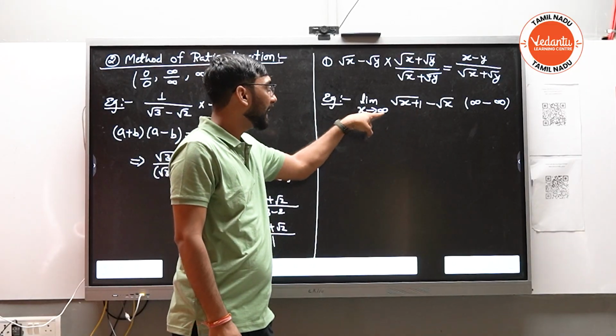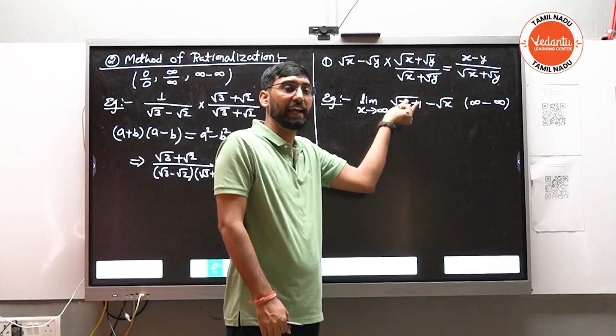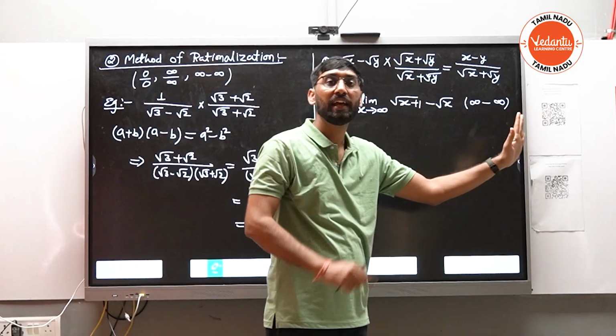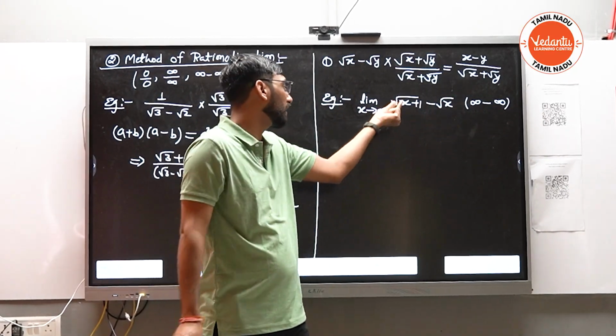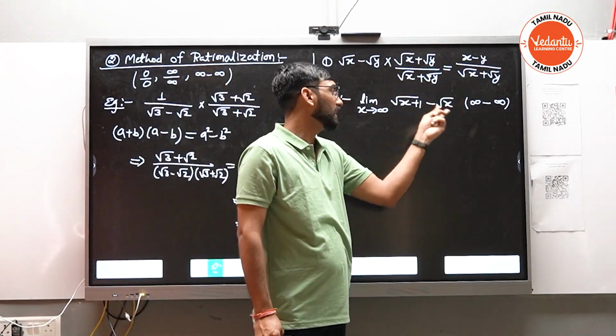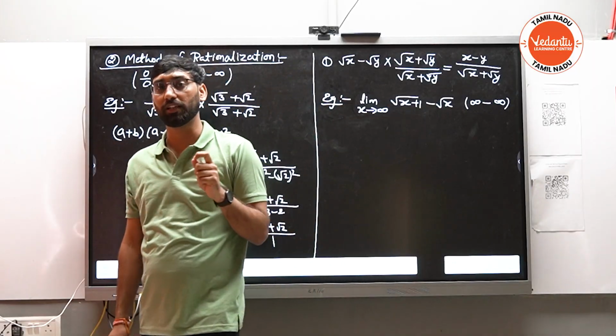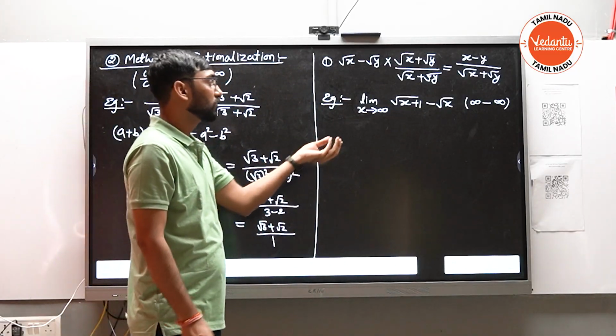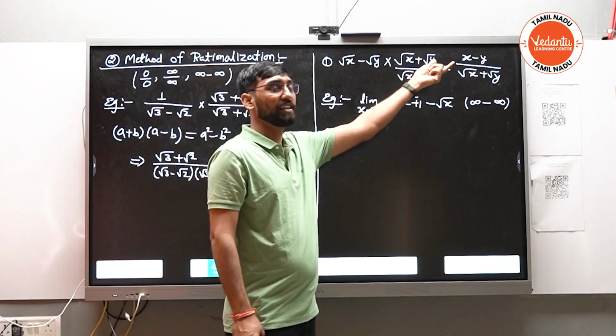Since x is approaching infinity, obviously x plus 1 will also go towards infinity, and no matter whether you are taking the root or not, it will also go towards infinity. So it is written in the form of infinity minus infinity. Oh sir, I don't know how to solve it. So what will I do now? The rationalization will help me out.